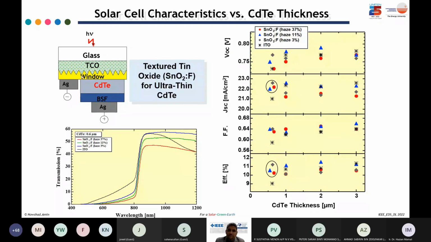Then we implemented the textured TCO to get more light into the cell. Then we found that we can absorb more and reduce the reflection loss, and we could even reduce the thickness further to about 0.6 micron. The efficiency is roughly 11%, which doesn't reduce that much. So that was a good study from our side.